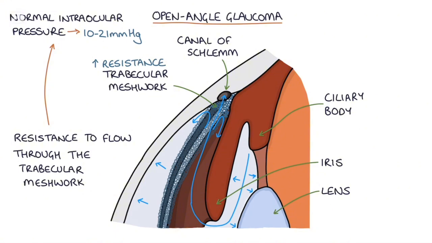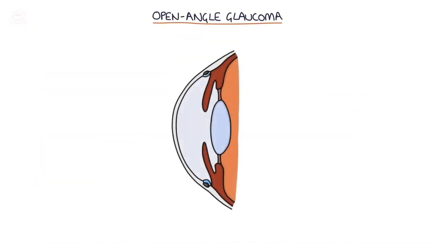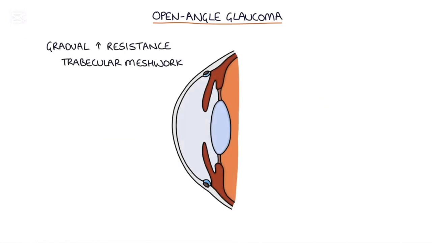out of the eye. So let's talk about the pathophysiology of open-angle glaucoma. And in open-angle glaucoma, there's a gradual increase in resistance through the trabecular meshwork. And this makes it more difficult for aqueous humor to flow through the meshwork and exit the eye. Therefore, the pressure slowly builds within the eye, and this gives a slow and chronic onset of glaucoma.